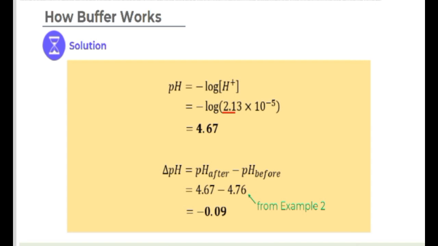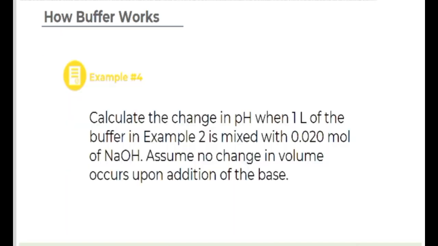So to calculate the change in pH upon addition of nitric acid, subtract the pH before addition of the acid, or the pH we got in example number 2, from the pH of the buffer upon addition of the acid. 4.67 minus 4.76 is equal to negative 0.09 pH units. The answer implies that the presence of nitric acid lowers the pH of the buffer by 0.09 units, which is insignificant.